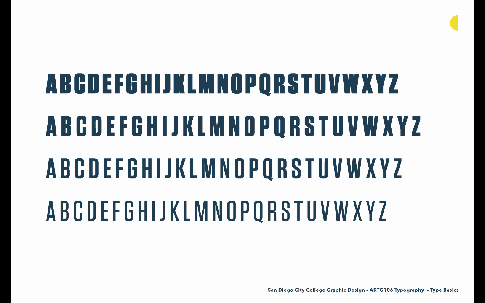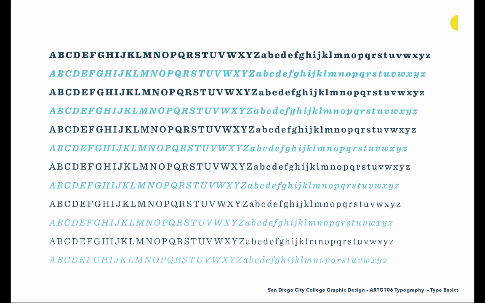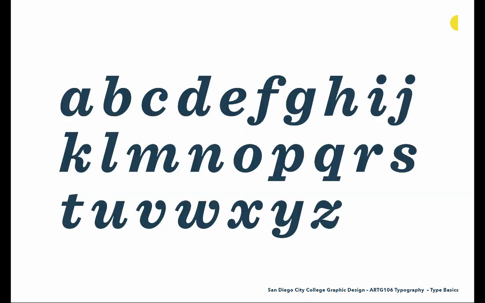There may be 2 or 3 weights, but sometimes there's many weights. Here's an example of Sentinel, also from Hoefler, and we can see here the plethora of weights inside of this typeface. Here we also have the addition of italic. That's another variation or weight that we will sometimes see. Typefaces have different numbers of weights and styles that make up these families, and sometimes that can really help us determine what typefaces we want to work with.